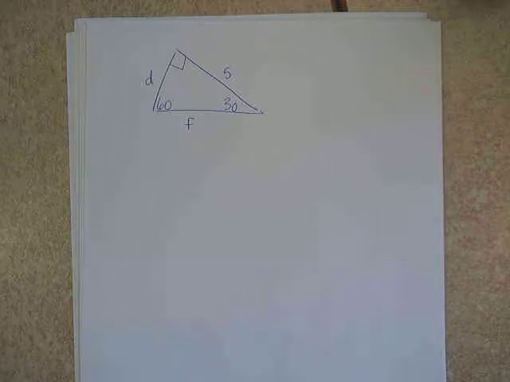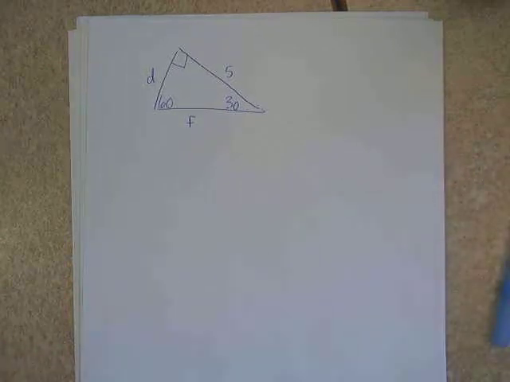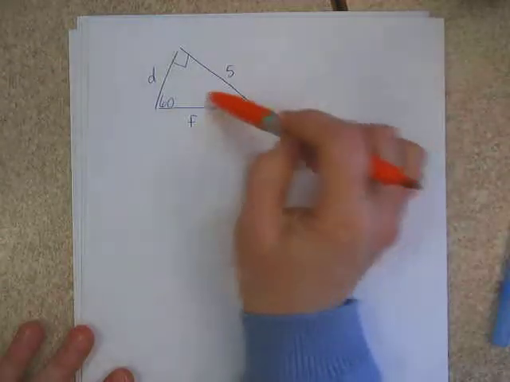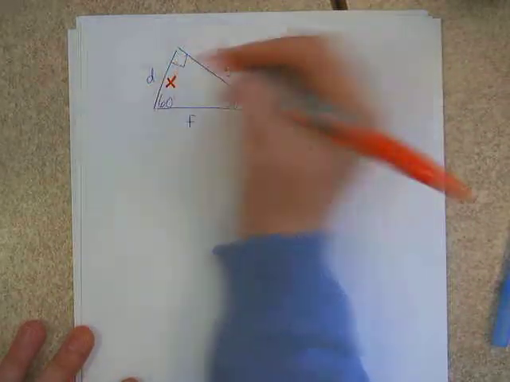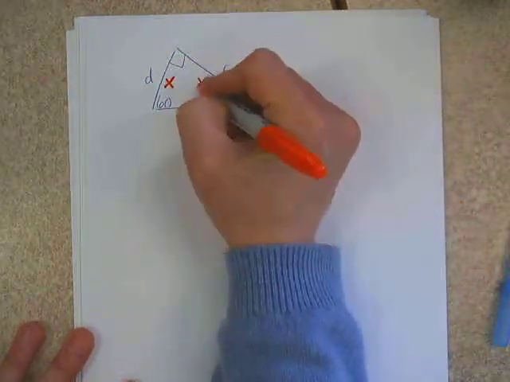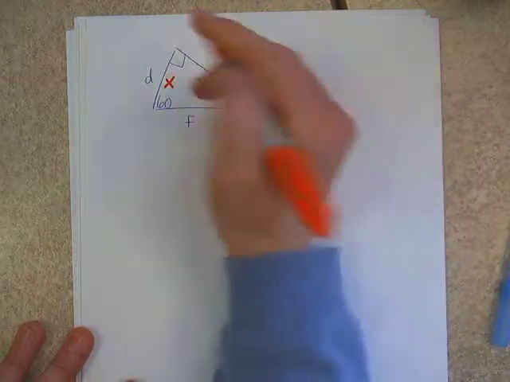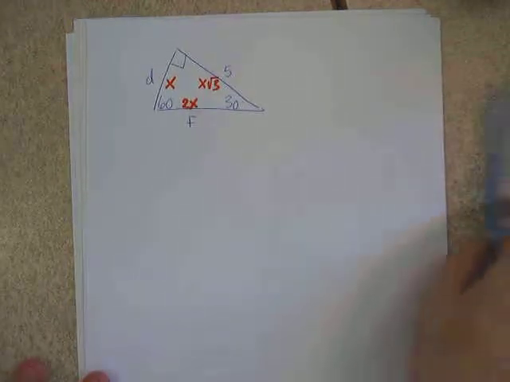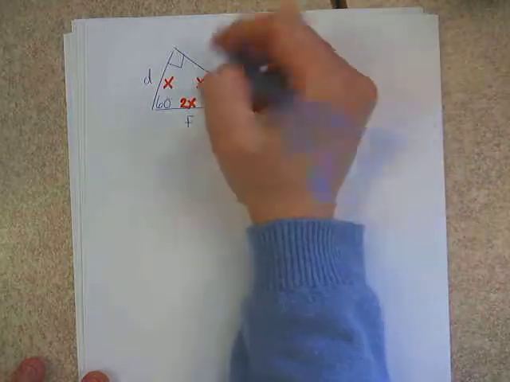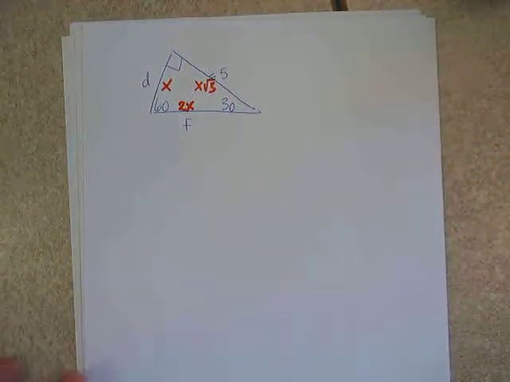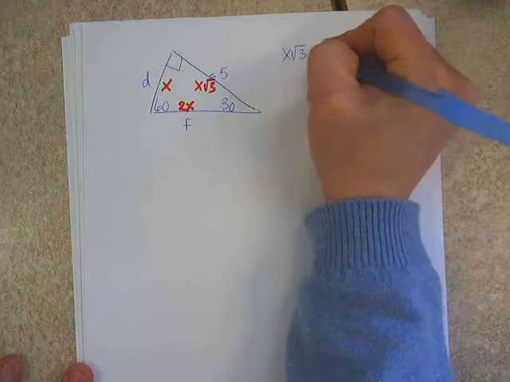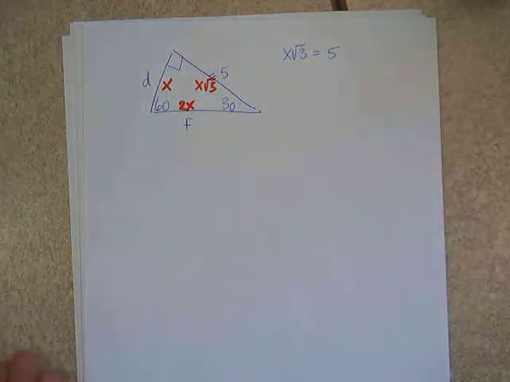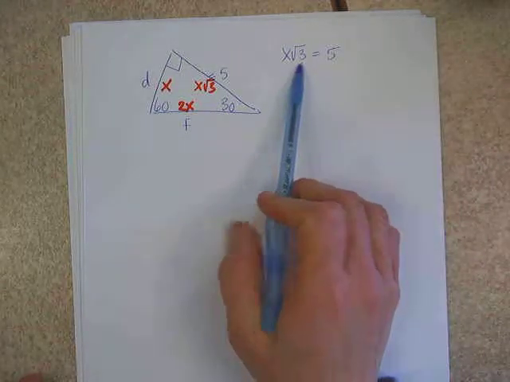Again, I don't want you to get so caught up with what their variables are, because if you find all three sides, then you can look and say, okay, this one was F and this one was D. We're still going to put the ratio in. So start with 30. Across from 30 is x. Across from 60 is x radical 3. And the hypotenuse is 2x. Okay, so starting with the side that we have, you're going to set those two equal. So we have x radical 3 equals 5.